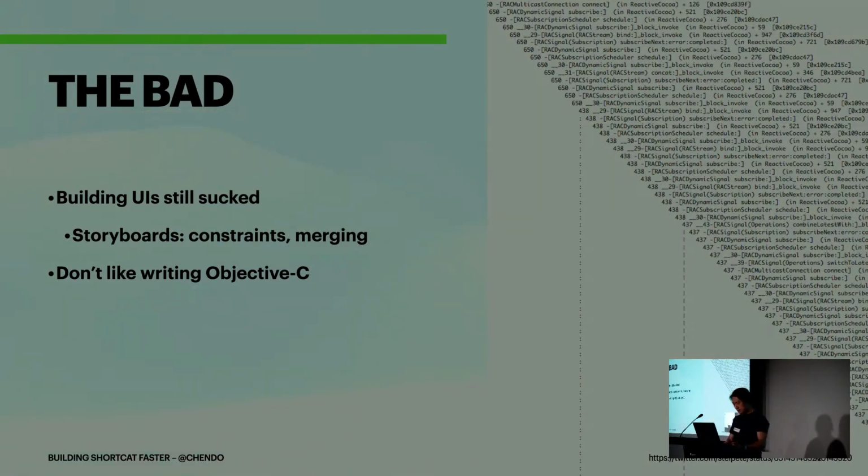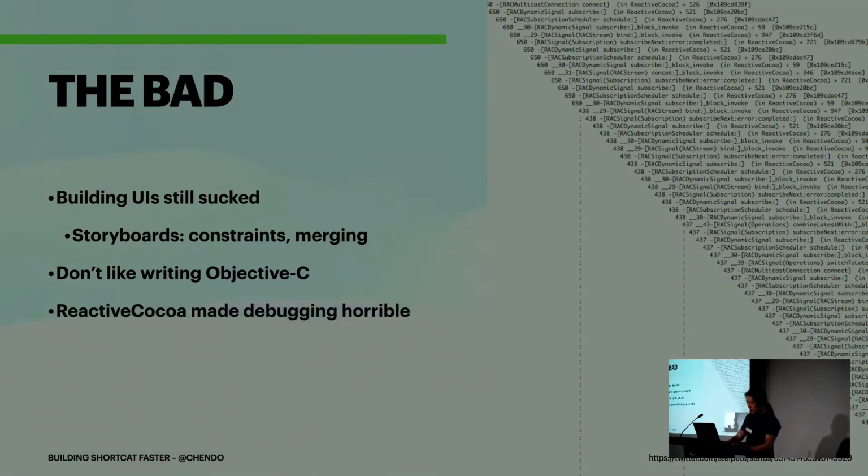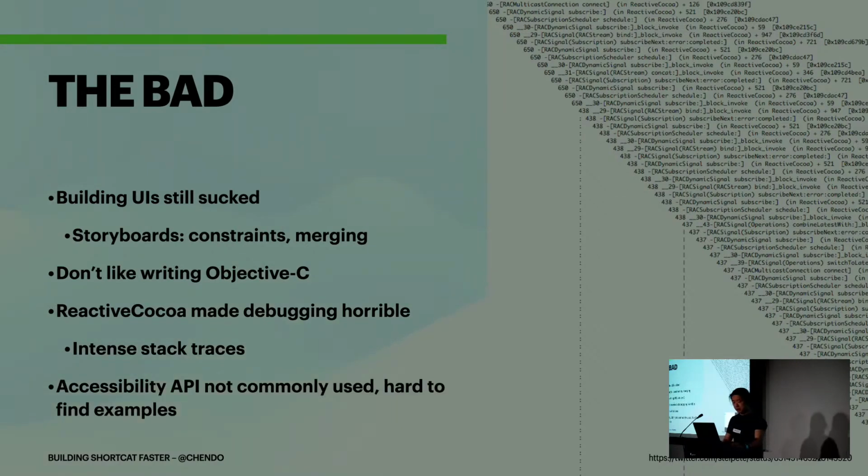And Reactive Cocoa made debugging horrendous with intense stack traces. So that screenshot there is, I think, from GitHub Desktop, which used that. And you would just have like 200 frames, and like 80% of that would be Reactive Cocoa. So it was really hard to figure out what was going on. And also all the method calls probably would have been slow for performance. And also the accessibility API was not commonly used back then, and it was hard to find examples on how to use it.